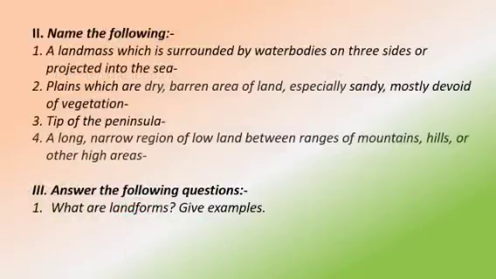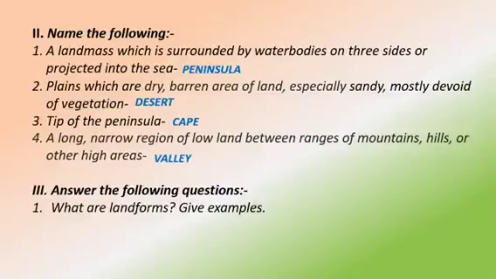Second, name the following. A landmass which is surrounded by water bodies on 3 sides or projected into the sea. Peninsula. Plains which are dry, barren area of land, especially sandy, mostly devoid of vegetation. Desert. Third one, tip of the peninsula. Cape. Fourth one, a long narrow region of lowland between ranges of mountains, hills or other high areas. Valley.